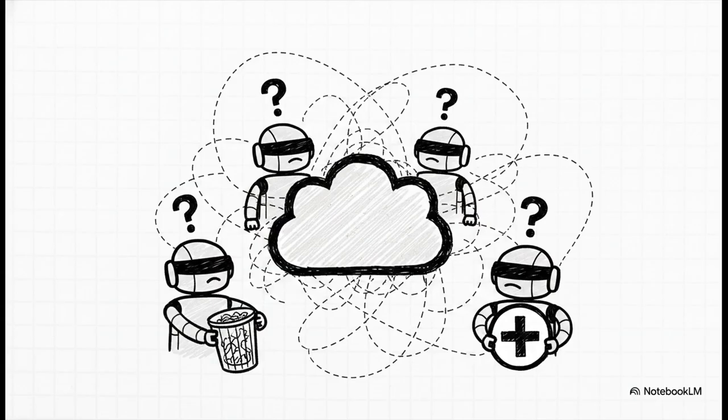You'd have a cost-saving agent seeing an idle database and marking it for deletion. But at the very same time, a reliability agent knows it's the primary failover for your main production database. They're both working blind, and one of them is about to take down your entire application.